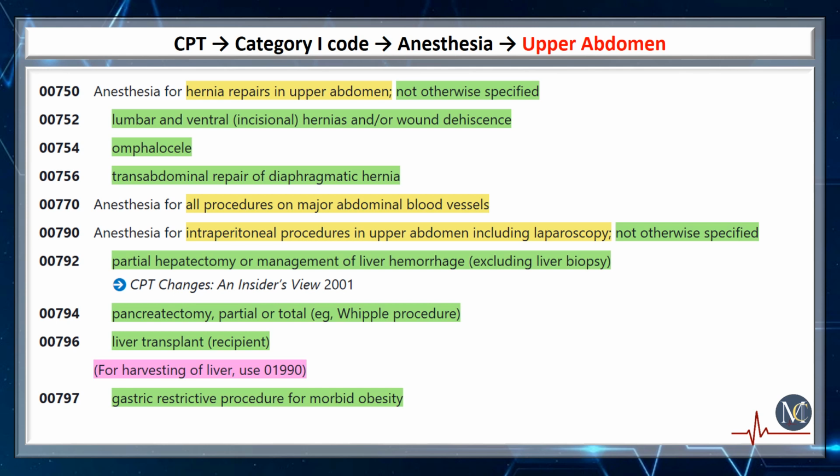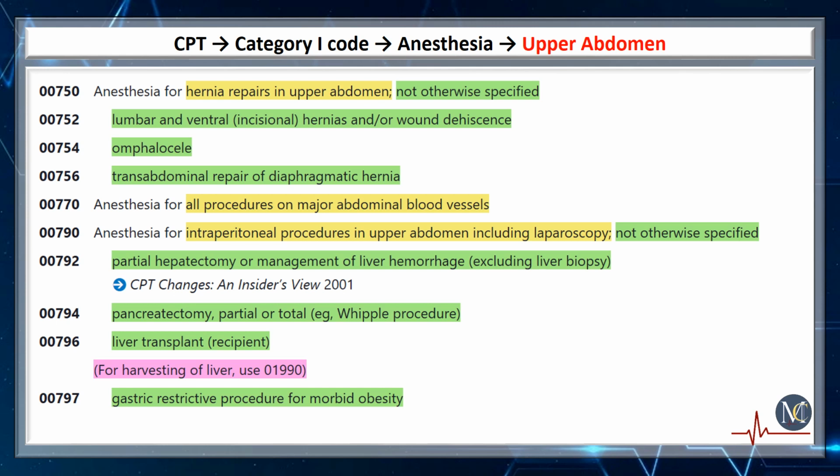Next code is 00756. Transabdominal repair of the diaphragmatic hernia. It means the provider performs anesthesia service for a patient undergoing a surgical procedure that involves repairing a discontinuity in the respiratory diaphragm and restoring the protruding abdominal content back into the abdominal cavity via transabdominal approach.